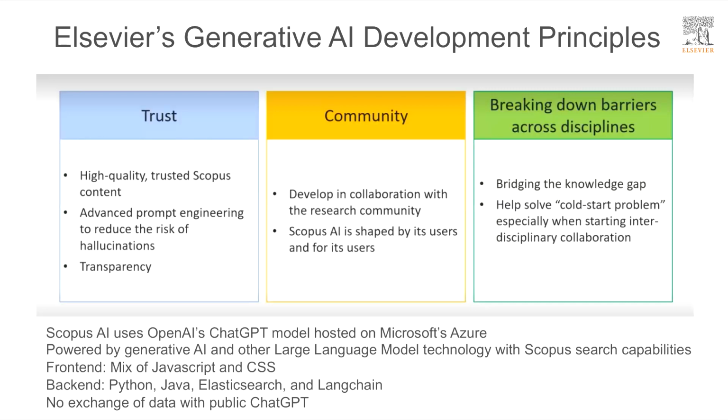So using Scopus data, which is high quality, generally peer-reviewed literature, and using advanced prompt engineering, you can reduce the risk of hallucinations, which can be, of course, misleading. And what you'd like to be able to do as well is reference the primary literature that has been drawn upon in conclusions coming from generative AI so that you have transparency.